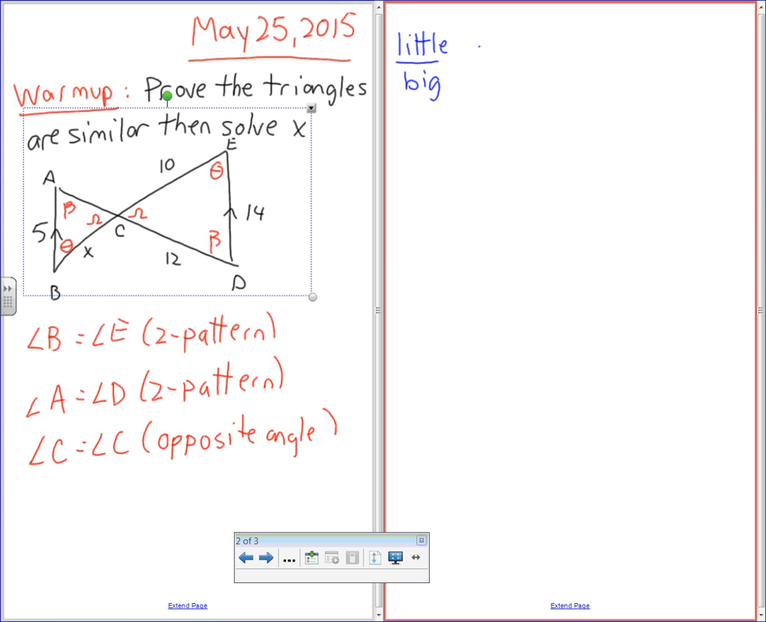Okay, so I put all sorts of information here so that it wouldn't be too obvious. I'm going to start with X. What is the corresponding side to X? I mean, what's equivalent to X on the big triangle? Yes. 10. How'd you get that? Well, it is 10, but somebody help me here. Why is it going to be 10?